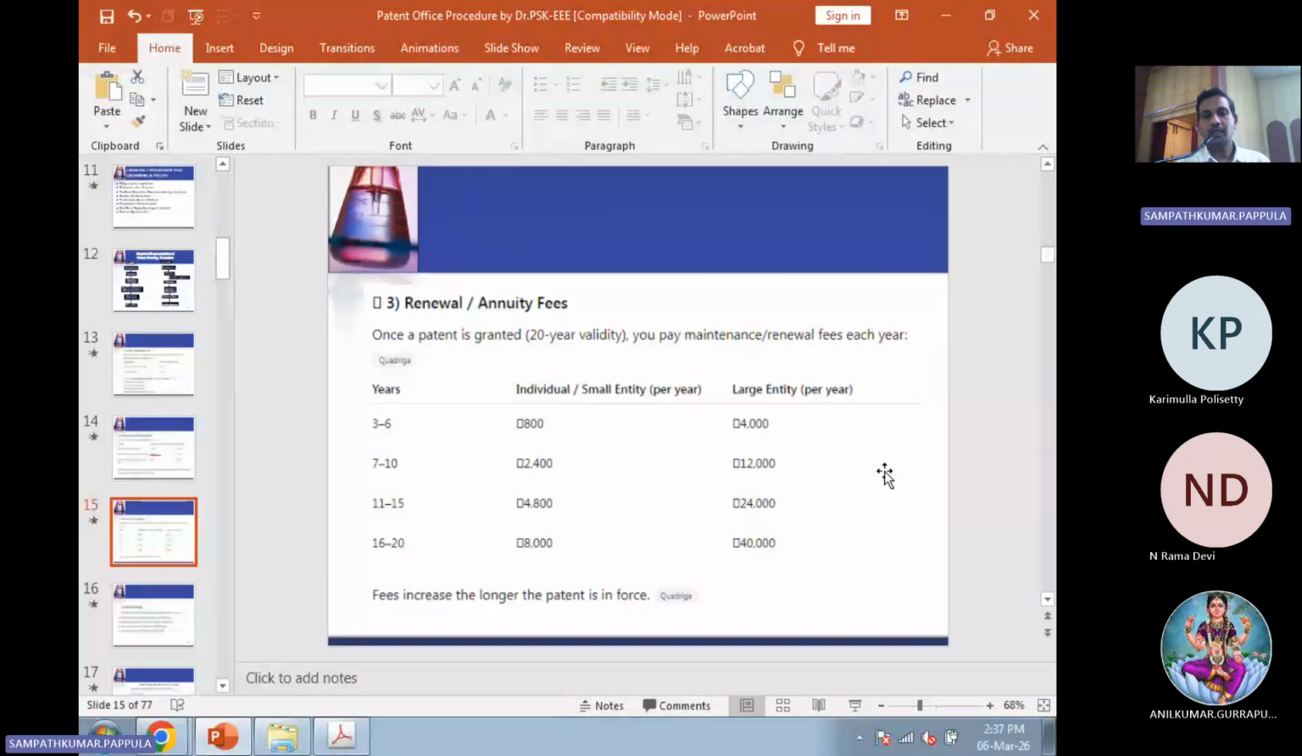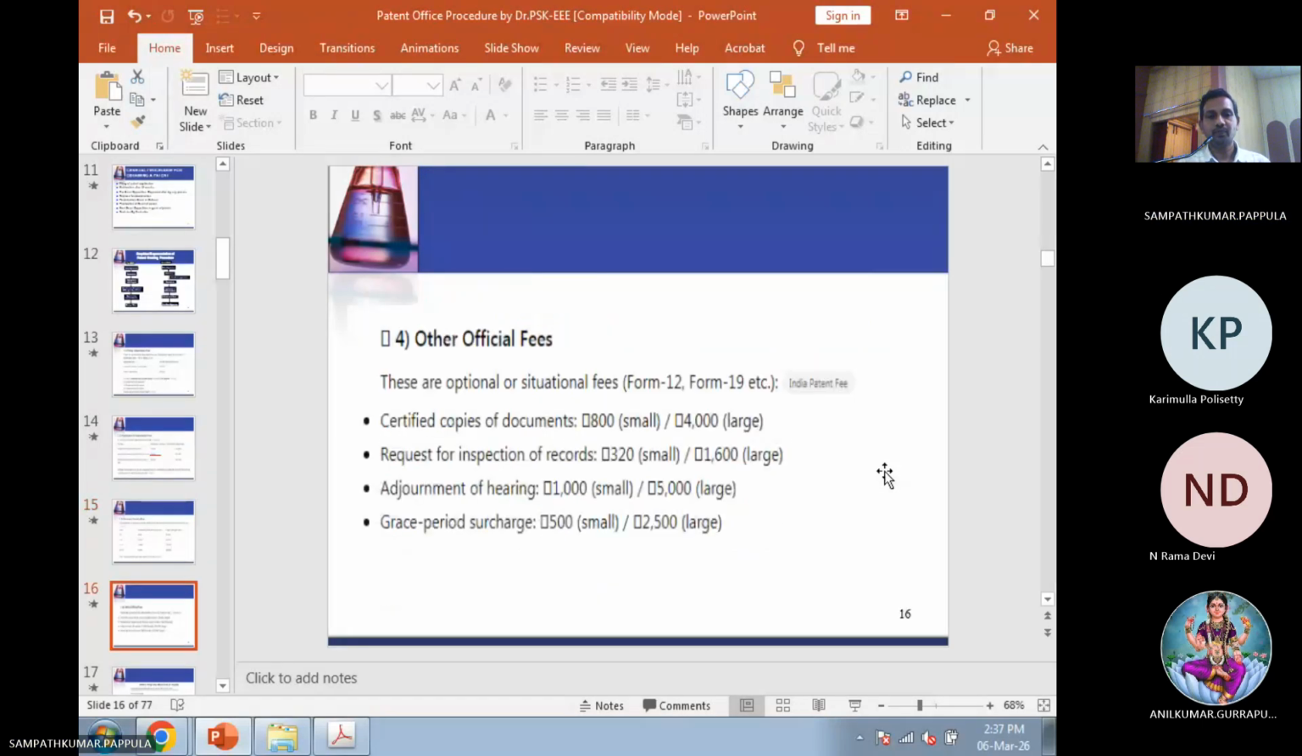Right? So these are the amounts you need to pay if you want to go all the way to receive the grant for your idea. And these are the other official fees, certified copy fees. Every step, you need to pay some amount. We are paying something, but at the end we also receive the same amount. Not only in terms of price, you will also get some fame on your name, on your product.